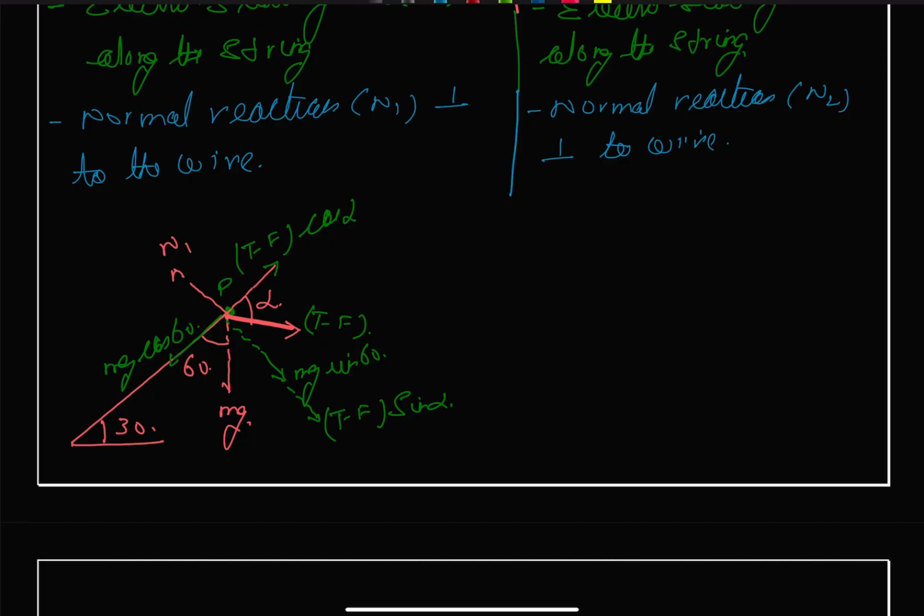So these are the forces that are acting on bead P. Similarly, we can draw the forces that will be acting on bead Q also. This is bead Q. First of all, we can draw the normal, that is N2, and we have our mg, and this angle is given as 60 degrees.